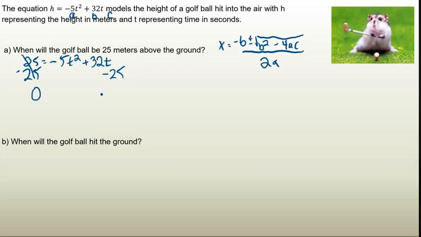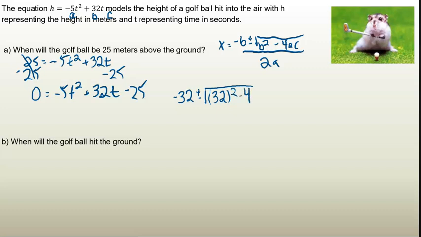So I'm going to end up with 0 equals negative 5t squared plus 32t minus 25. And now I'm going to plug into the quadratic formula. So this is negative 32 plus or minus, then square root, if I could draw that. There we go. I am legitimately not writing with this tablet. I am drawing, so it's a little bit funny, as you guys can see. And then negative 5, negative 25.